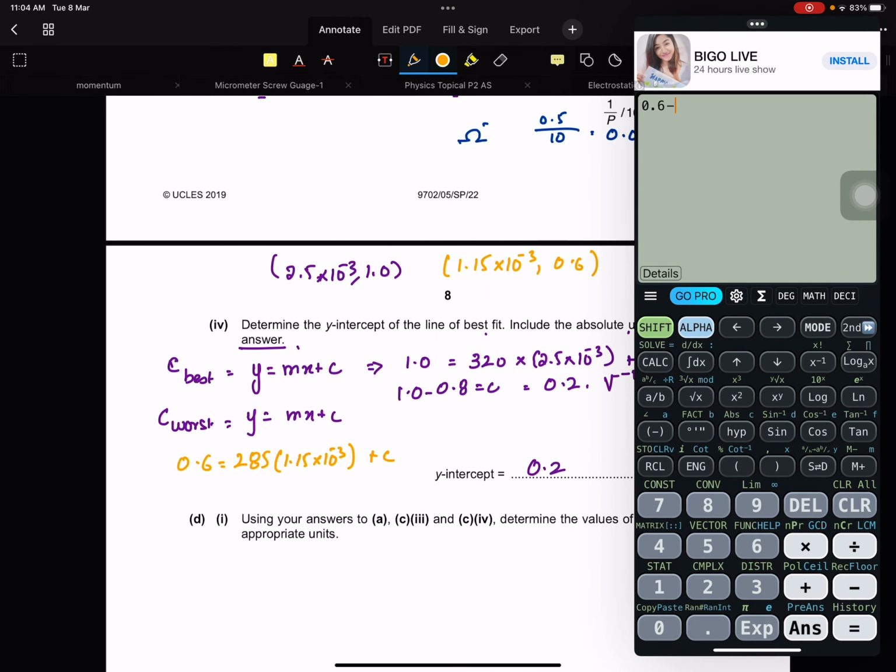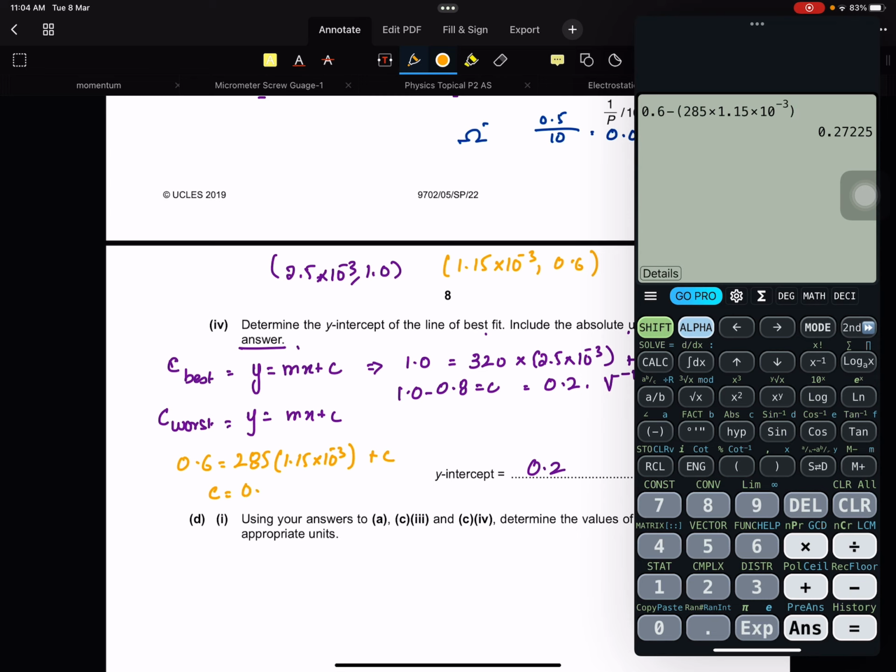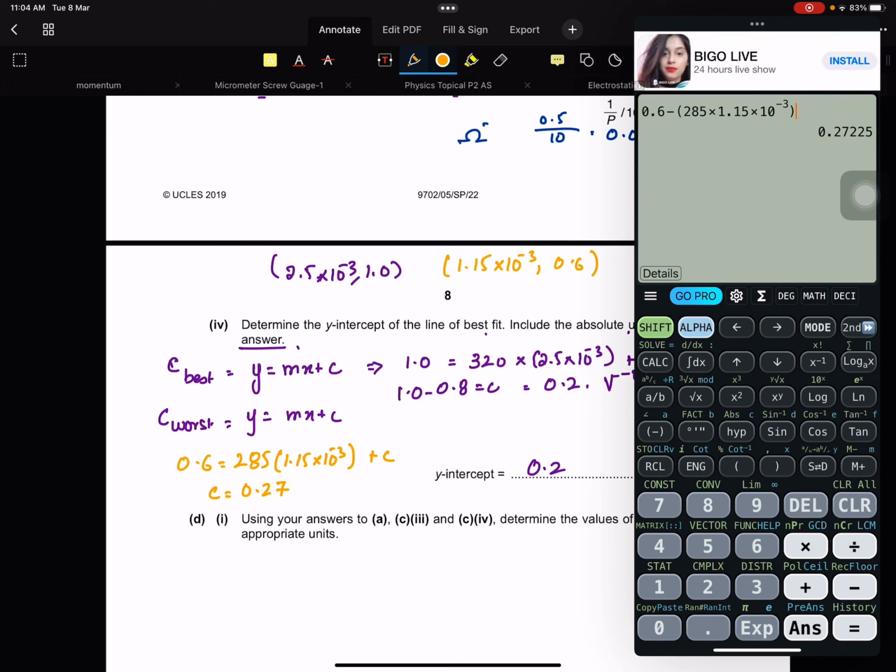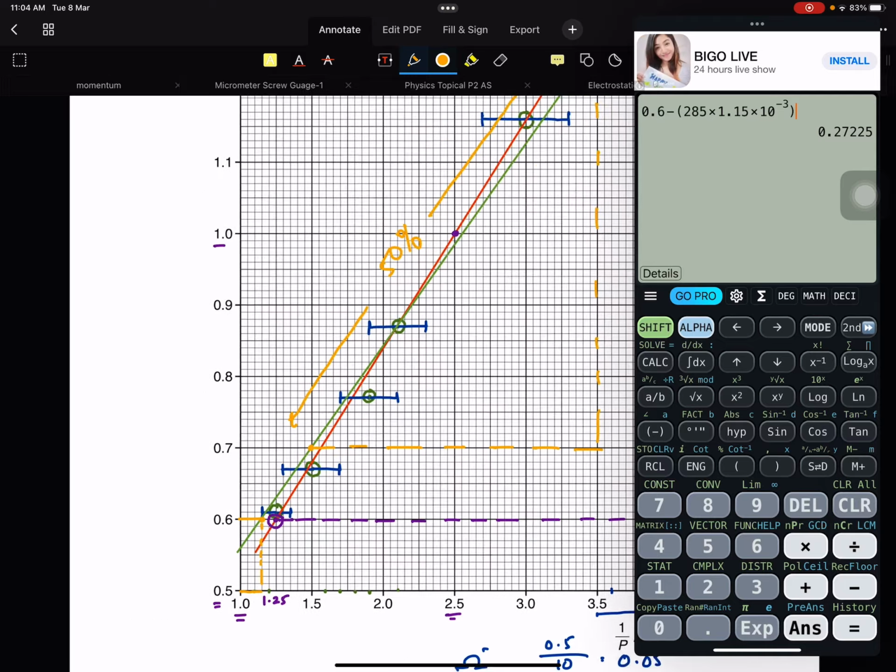0.6 minus 285 times 1.15 times 10 raised to the power minus 3. So this is about 0.27. Okay, now what I'm going to do is subtract these two.